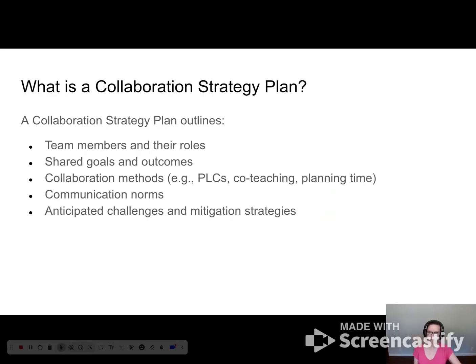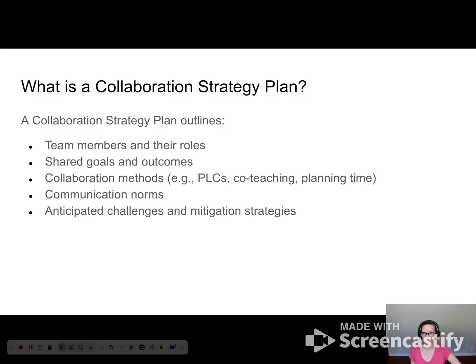What is a collaboration strategy plan? So this is what you're going to be working on this week. A collaboration strategy plan is your blueprint for intentional and effective teaming. It defines who is involved, how you'll work together, and what challenges you might face. And being intentional is what makes this so effective.